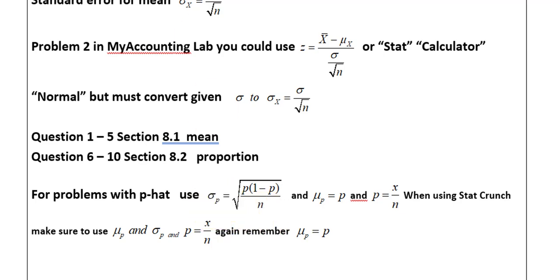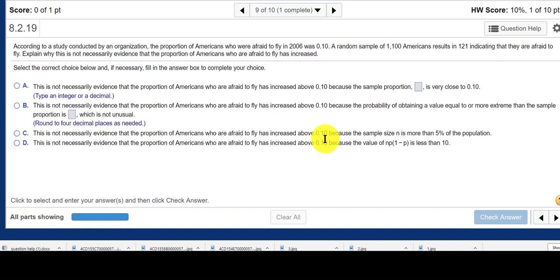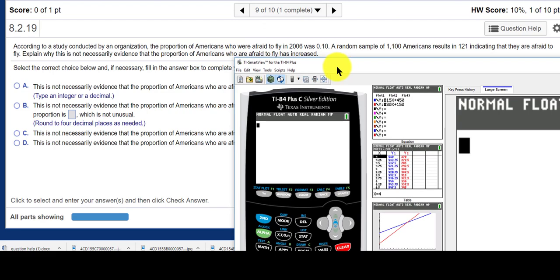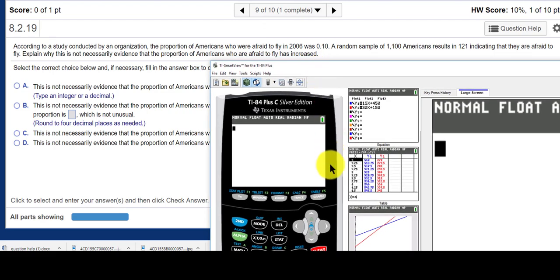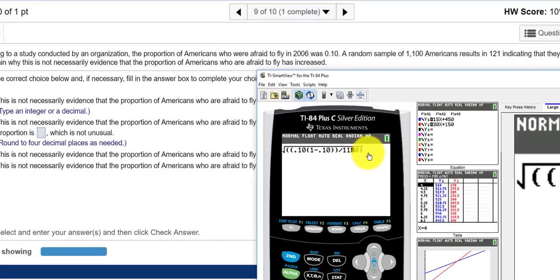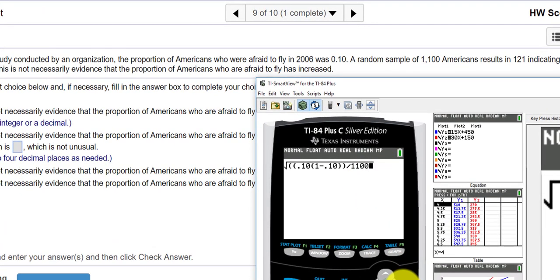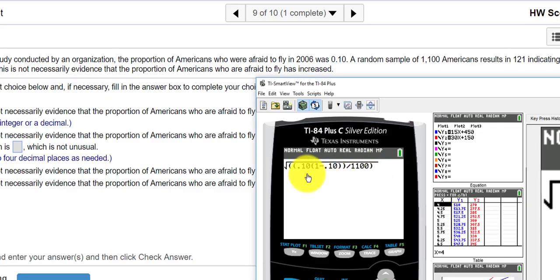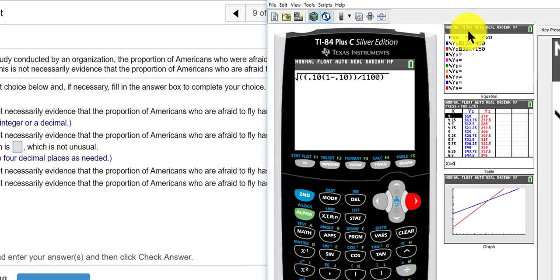So let's go back to the problem. And let's take out my calculator and enter some values. So I think this should do it. Right, my n is 1,100. My p is 0.10. According to my little formula sheet, p times 1 minus p over n, take the square root of that, will give me my sigma. So I think that's really all I need, so I will press enter.